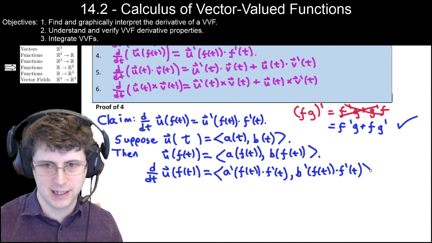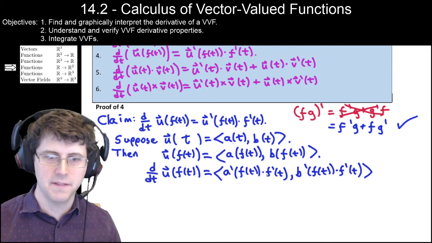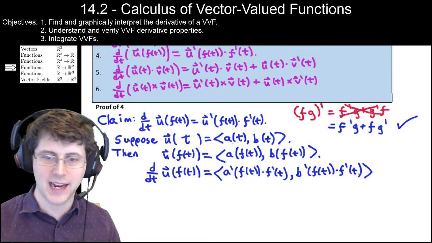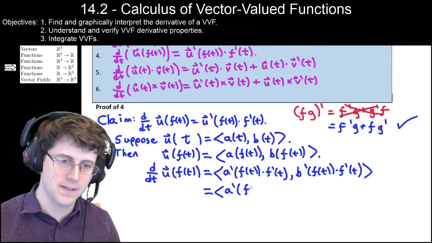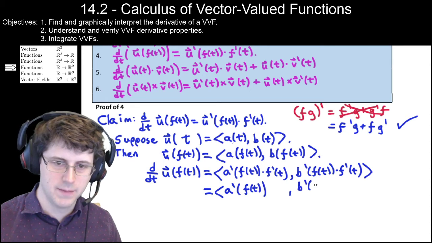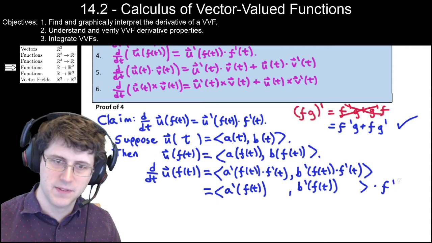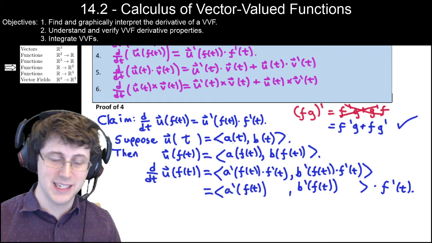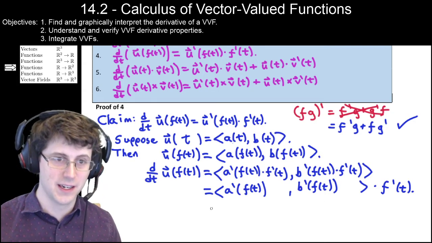What are we doing on parentheses? Looks okay. Then from the properties of vectors, this f prime of t is a number. It's just a scalar, so I can factor it out. So I'll end up with a prime of f of t, b prime of f of t, all times f prime of t. And what is this that's left over? Well, this is the derivative of u, but with an f of t inside of it.